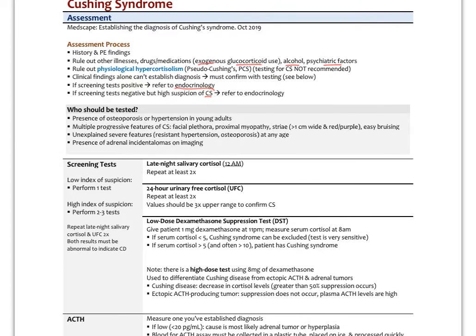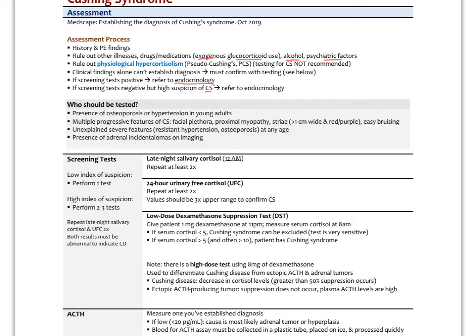Who should be tested? Well, if we find patients who are young with pretty advanced osteoporosis and hypertension, we want to work them up for Cushing's. If they have multiple progressive features of Cushing's syndrome, like the facial plethora, proximal myopathy, the purple striae, especially that are more than 1 centimeter wide in red and purple, and easy bruising.